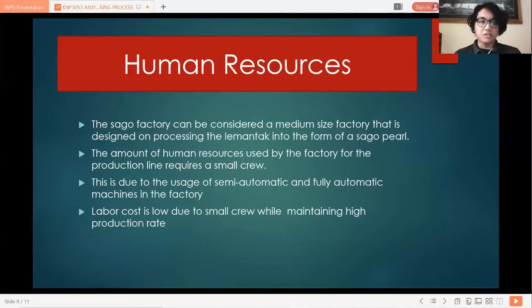Human resources. The sago factory can be considered a medium-sized factory that is designed for processing the lamantak into the final product of sago pearl. The amount of human resources used by the factory for the production line only requires a small crew. This is due to the usage of semi-automatic and fully automatic machines in the factory. This allows the labor cost to be smaller due to the smaller crew while maintaining the high production rate.